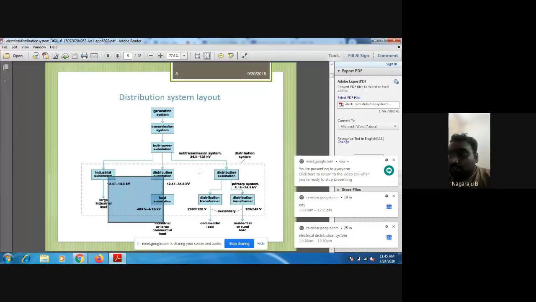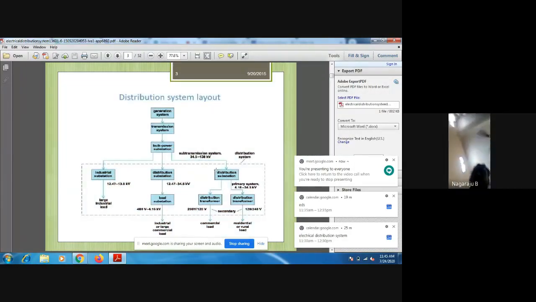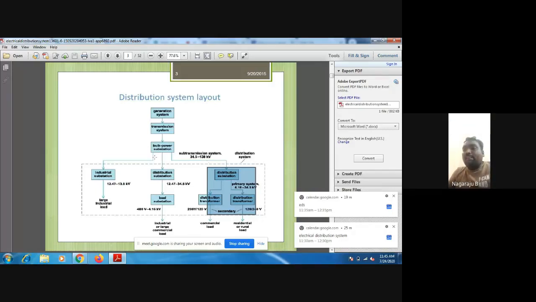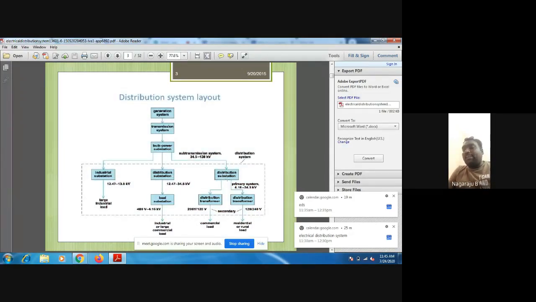Coming to here, see here. This part is a major role in the distribution system. From the sub-transmission system, we will get some power. That power is given to the main substation. This is the distribution substation in the third level I gave.